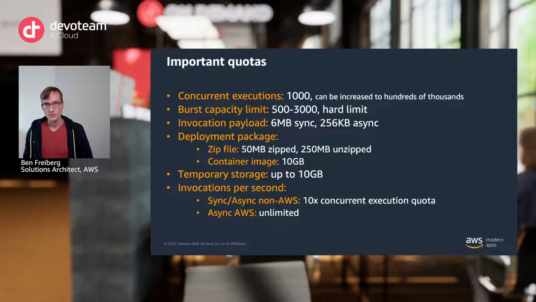It's also important to understand the difference between the concurrent executions, which can be increased to hundreds of thousands if necessary, and the invocations per second, because you can have a higher number of invocations per second than your concurrent execution quota. You need to understand that if you have a sustained number of invocations per second higher than your concurrent executions, at some point you'll probably be throttled. And again, that varies if it's a synchronous or an asynchronous invocation.